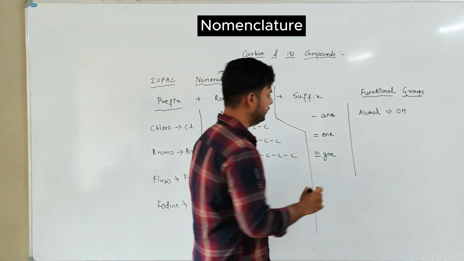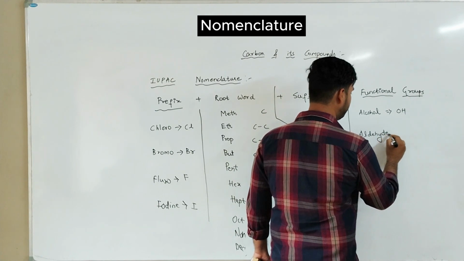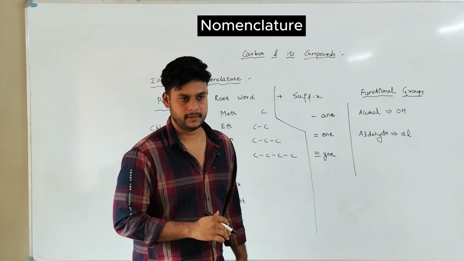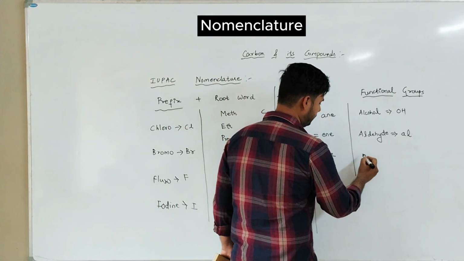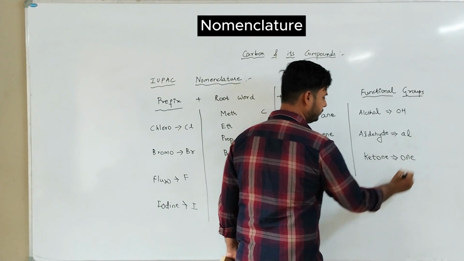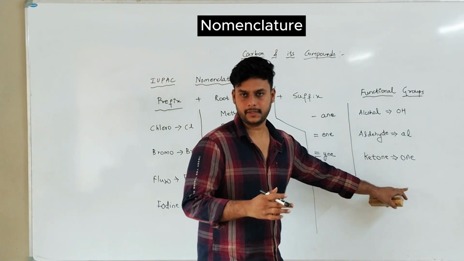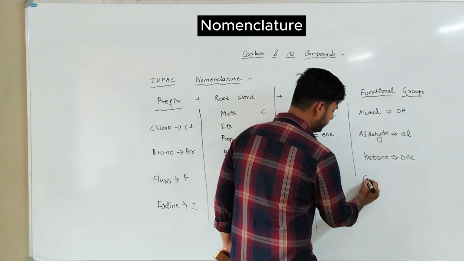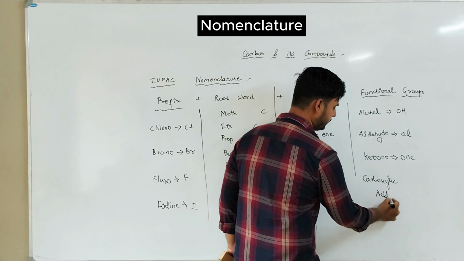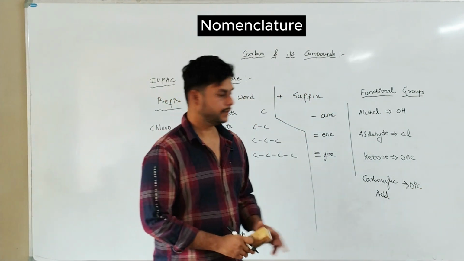Understood or not? Next is aldehyde. Aldehyde is represented as Al. Third is ketone. Ketone is represented as ONE. We don't say ketone, we just write ONE. If you're not getting it, just see, afterwards you'll understand. And last we have carboxylic acid. Carboxylic acid is represented as oic. Getting it or not? Now these are its names.